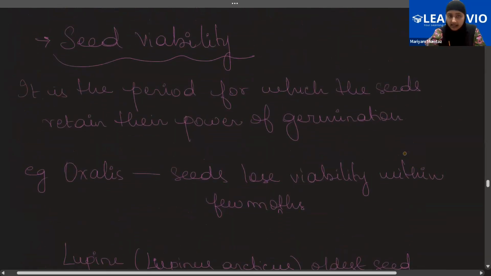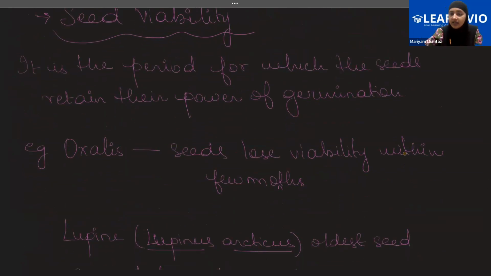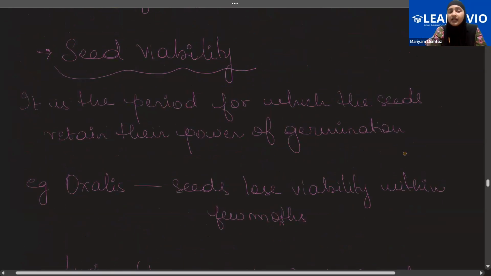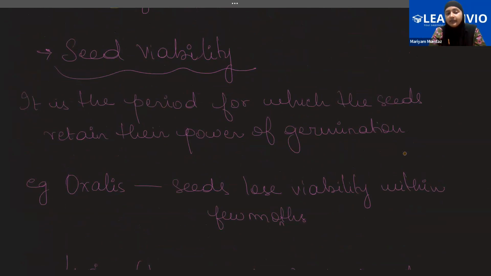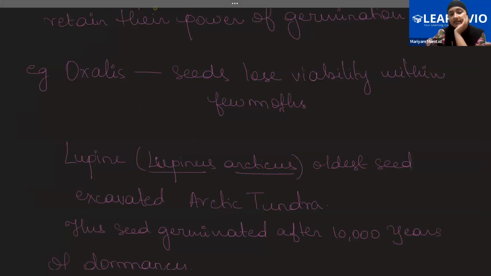Now coming to the next, that is seed viability. It is the period for which the seeds retain their power of germination. Just like how we have studied pollen viability, in the same way there is seed viability. Now we'll see certain examples such as oxalis. The seeds of the oxalis plant lose their viability within a few months. So that is their viability period.